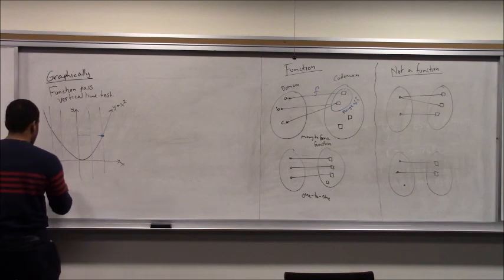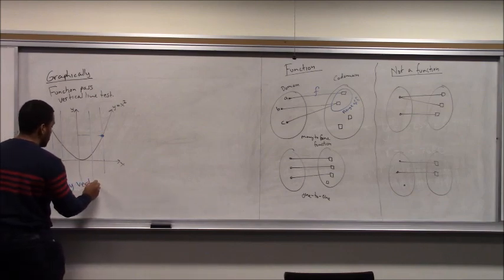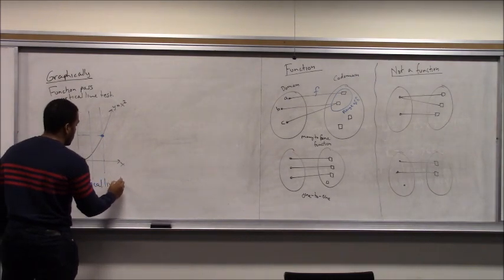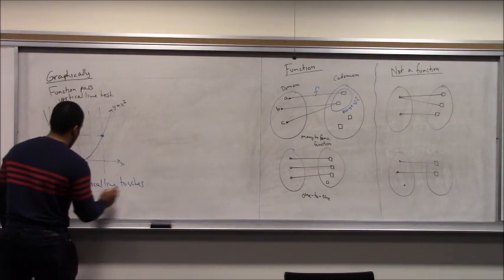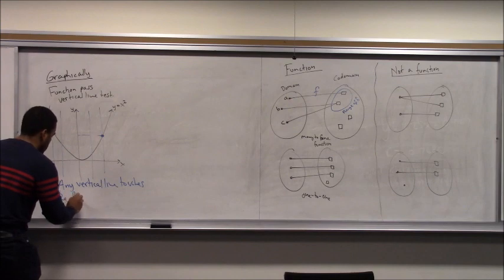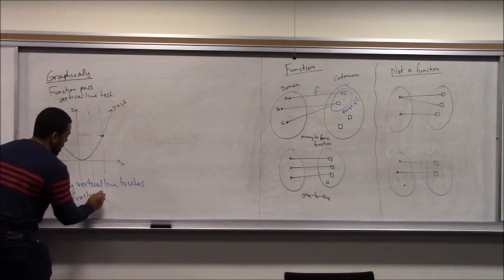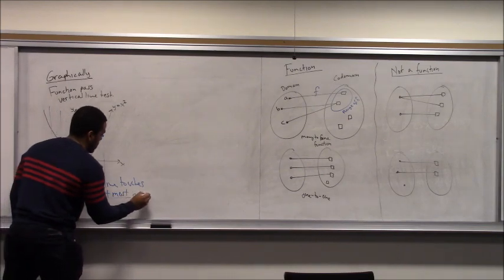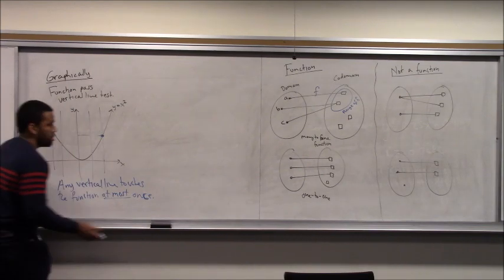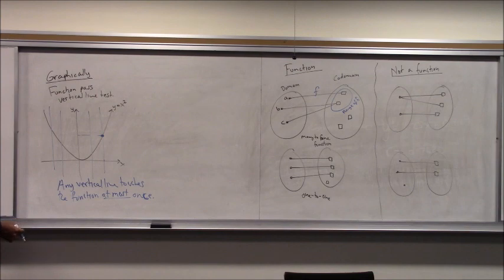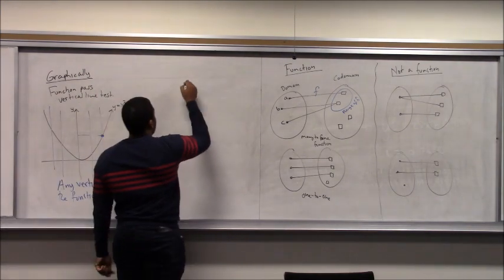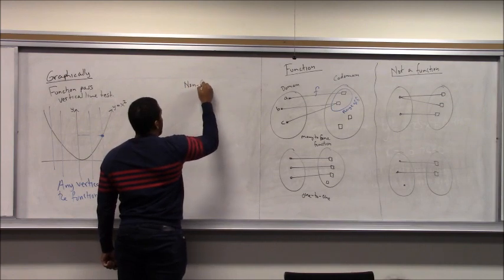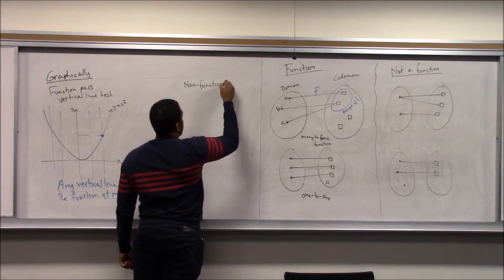Right? So any vertical line touches the function at most once. It might not touch the function at all, but if it does, it needs to touch it one time. Non-functions, things that are not functions, do not pass the vertical line test.